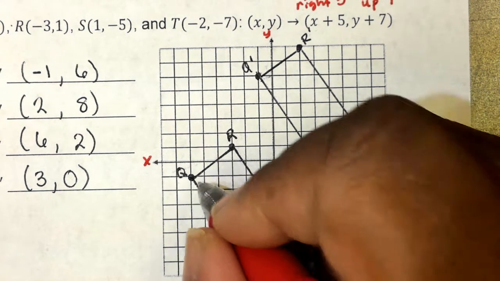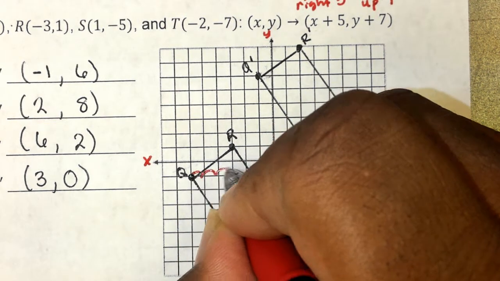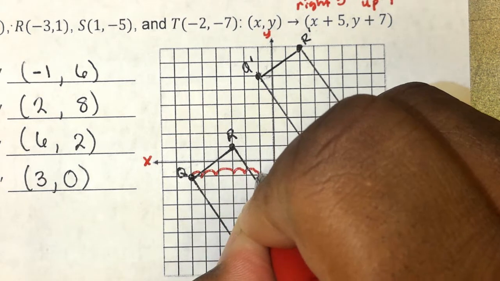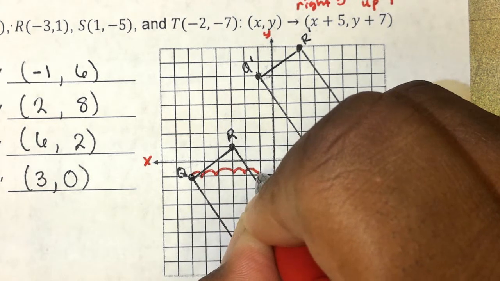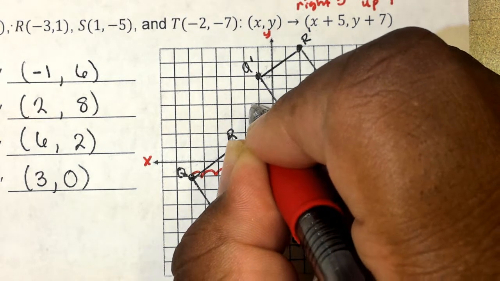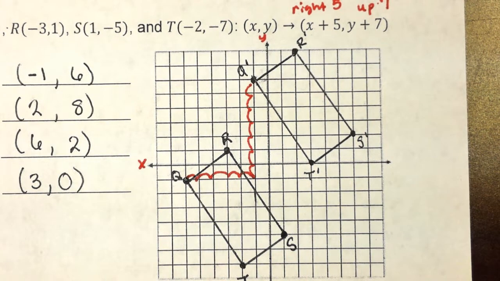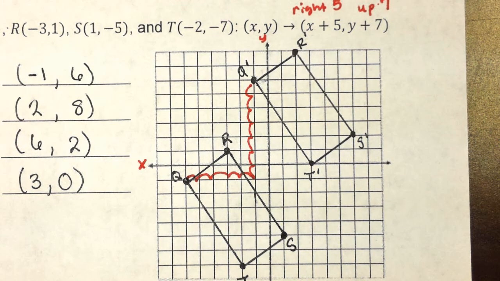But I could have started at Q and said, okay, I'm going to the right 5: 1, 2, 3, 4, 5. Stop there, then I'm going up 7: 1, 2, 3, 4, 5, 6, 7. It's going to land me where Q' is. And that's where I would have put my Q prime. Then I would have done the same thing for R, S, and T. You just got to do it 4 different times with your counts.